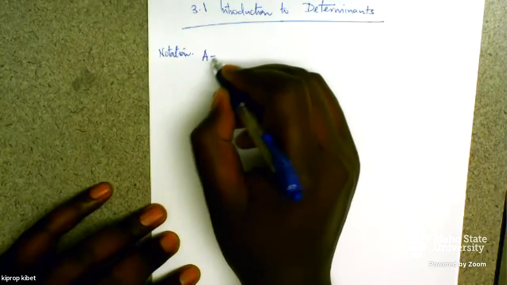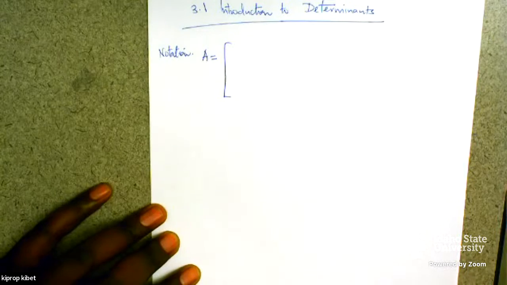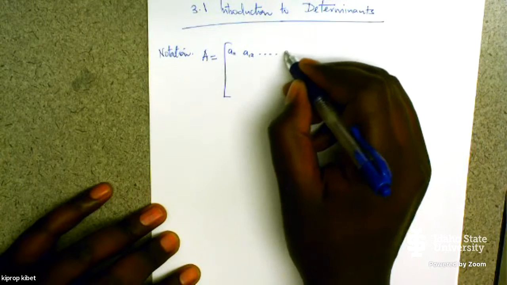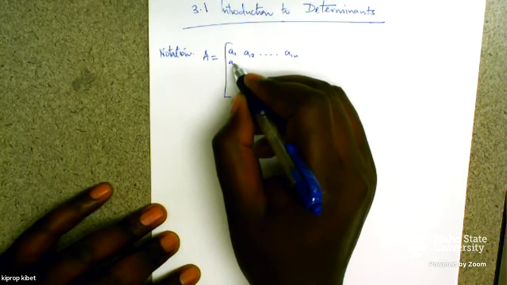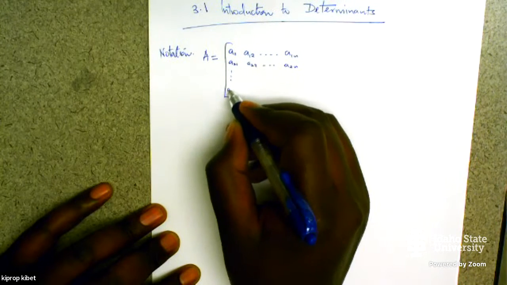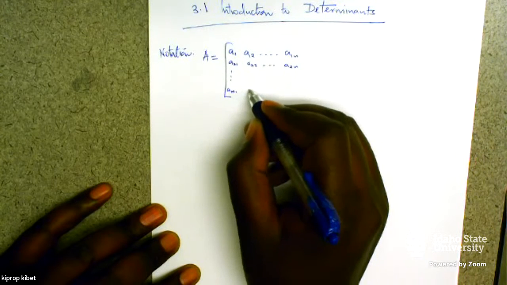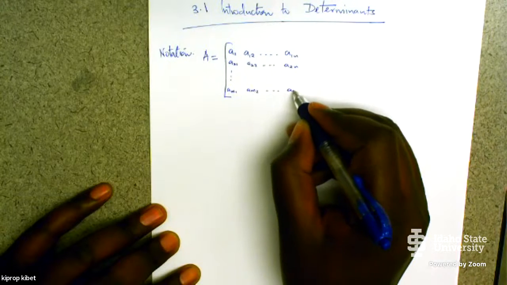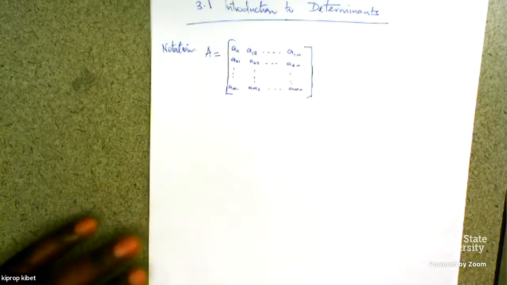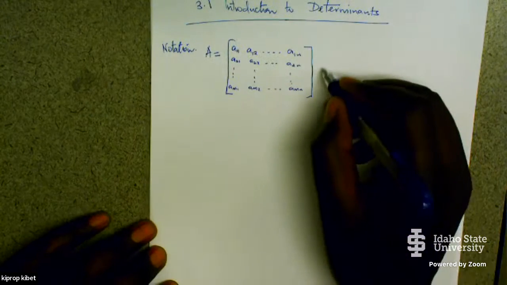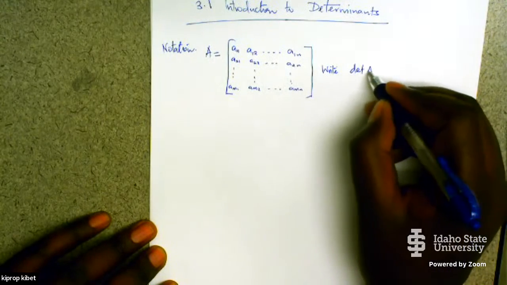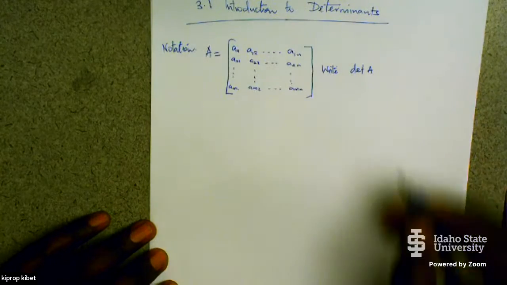So if we have our A equals A11, A12, all the way to A1n, A21, A22, A2n, and then Am1, Am2, Amn. We have our A like that. Then we can write the determinant of A to be equal to.